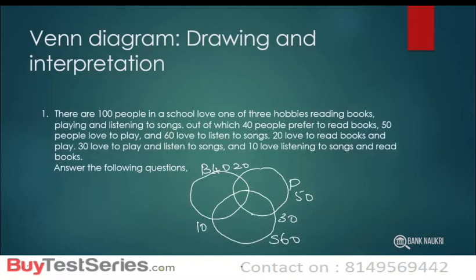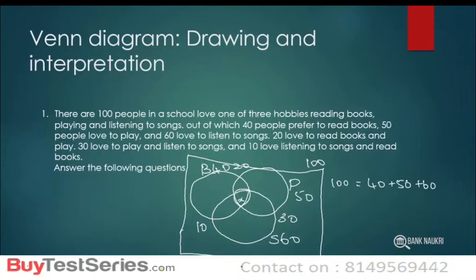Because if you have to mark inside the circle, you need to know one very crucial parameter. This parameter is this part. Let's name it as x. In order to find out x, we have a small formula to do it. We know total number of students is 100, correct? So I can say 100 is equal to 40 plus 50 plus 60. We know 40 plus 50 is 90, plus 60 is 150, which is greater than 100.